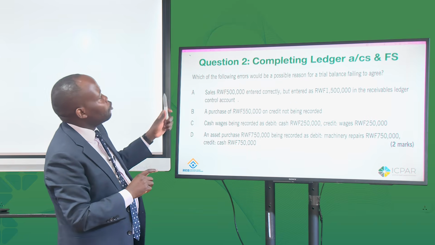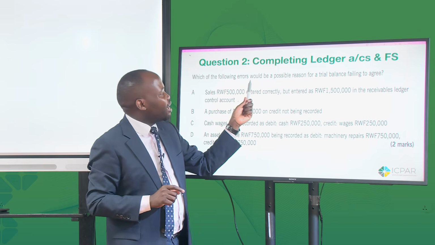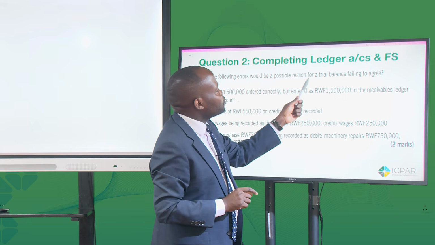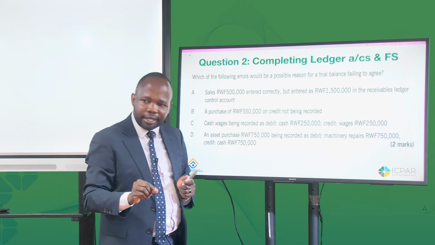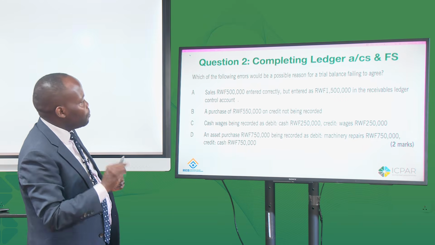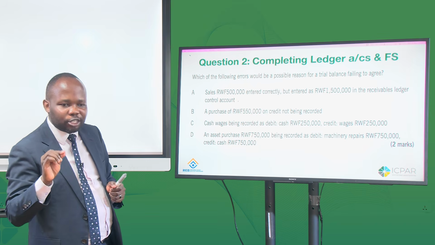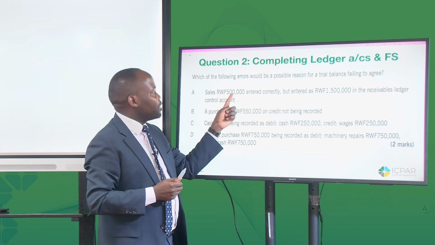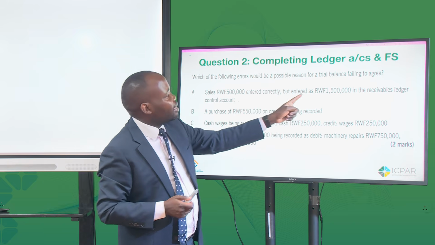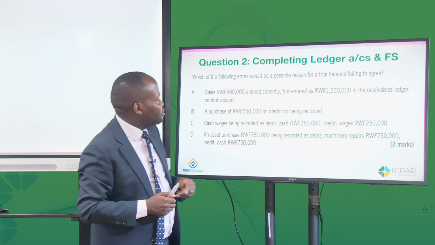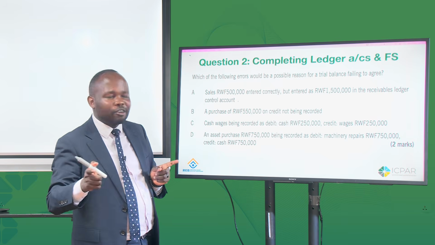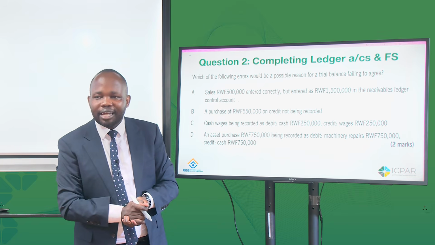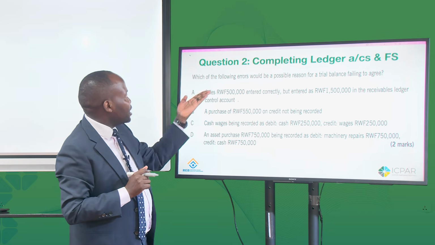The last question: which of the following errors would be a possible reason for the trial balance failing to agree? Errors affecting the trial balance. Remember, errors affecting the trial balance, we said they mostly lead us to the preparation of suspense account. Sales of 500,000 entered correctly, but entered as 1.5 million in the receivables ledger control account. So in the receivables ledger control account, we were supposed to be posting 500, but we posted 1.5 million. It will not agree. There will be a difference of 1 million. So the answer is A.